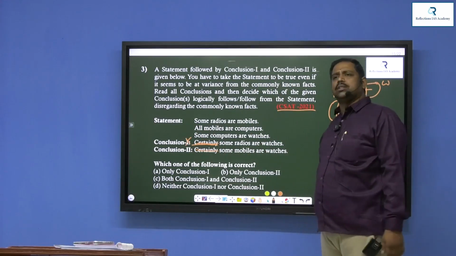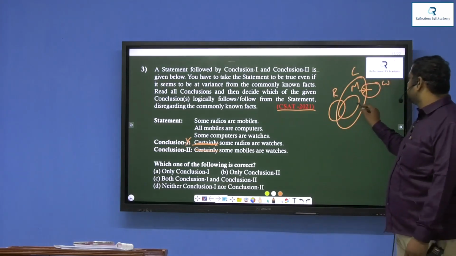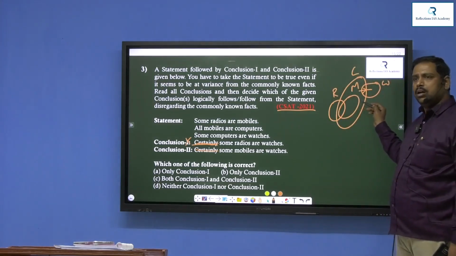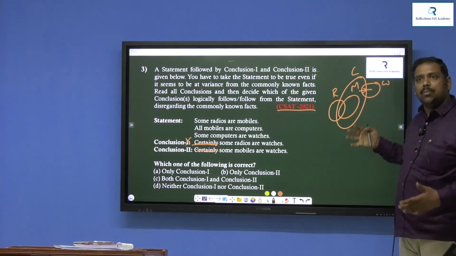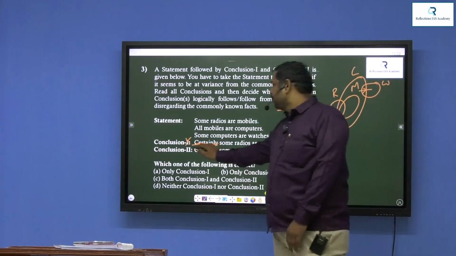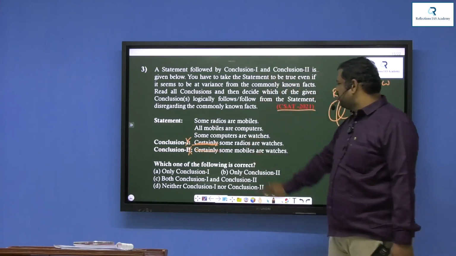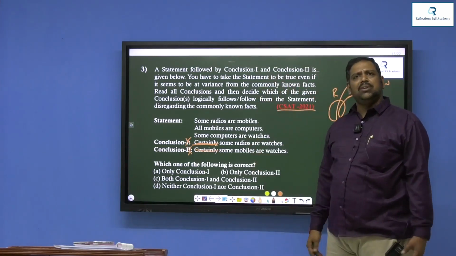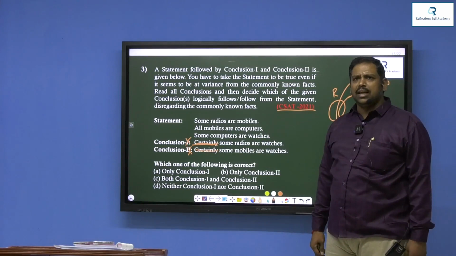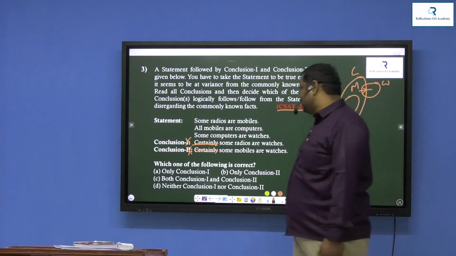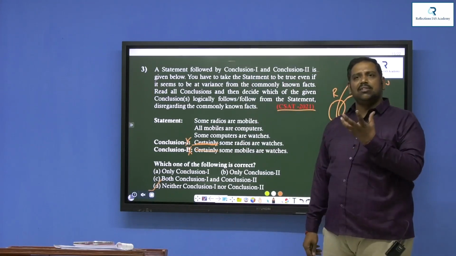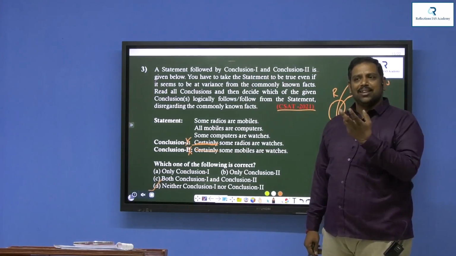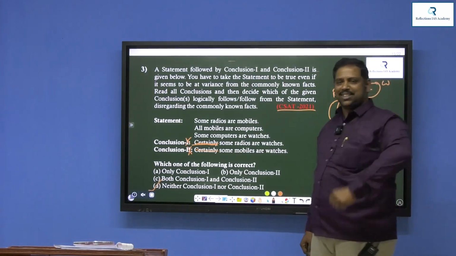Some mobiles are watches. Some computers are watches, but mobiles, not happening. So the second one is valid or invalid? Invalid. So are the subjects same or different? Different. So no need to go with either-or. So the answer is neither nor. Oh, the third one also neither nor means your confidence levels will be boosted a lot. Yes or no? Yes, it is.